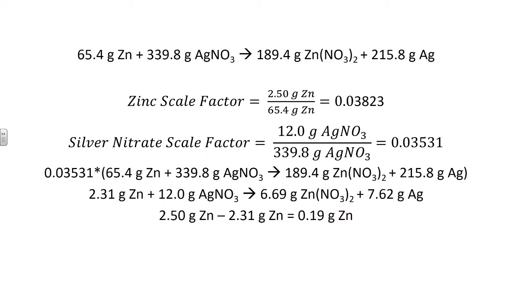There's the mass balanced equation for you again. There's zinc's scale factor. There's silver nitrate's scale factor. And we can see that silver nitrate has the smaller scale factor. We will apply the smaller scale factor to our whole equation. And this is the zinc that will be used, the silver nitrate that will be used. And look at that, that's all of it. Okay, and we will make 7.62 grams of silver, and then our excess zinc is the difference between what we had and what we used, 0.19 grams of zinc.